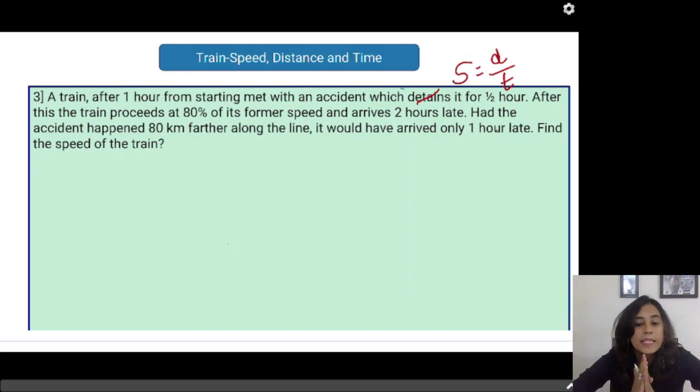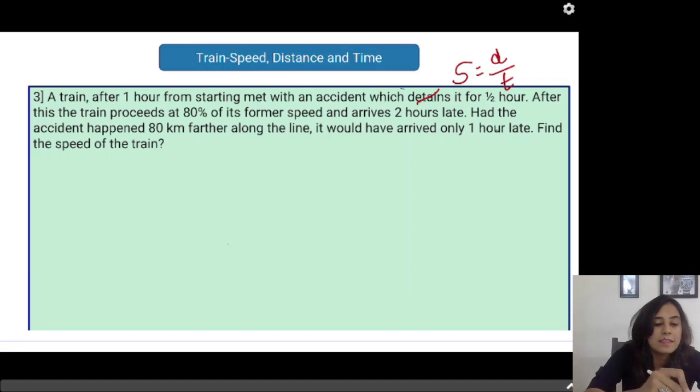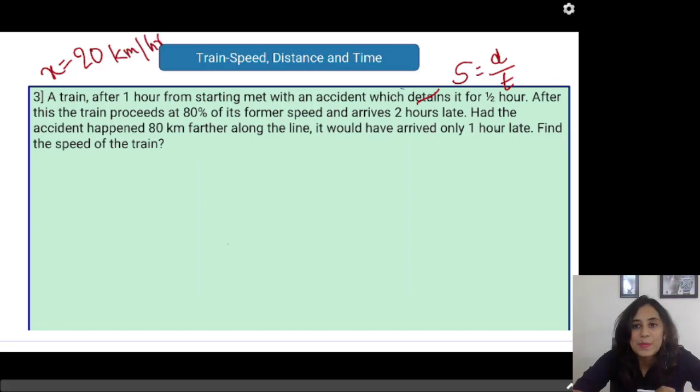Okay guys, your 90 seconds time has ended, and the correct answer is the speed of the train. Let's assume that the speed of the train is x, so the speed of the train is 20 kilometers per hour. Right, so how did I get to this answer?